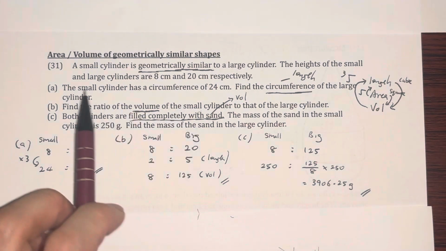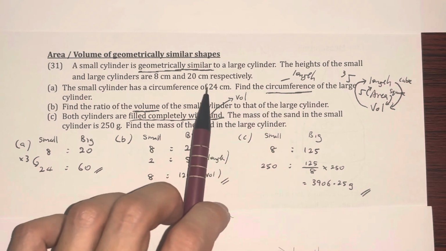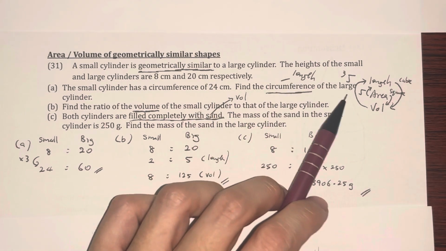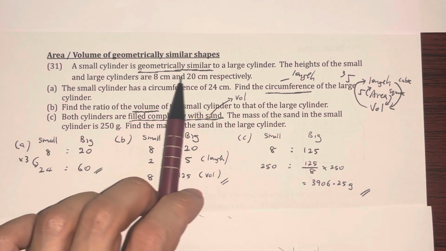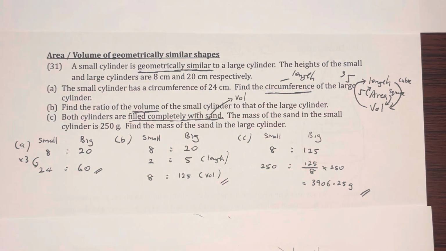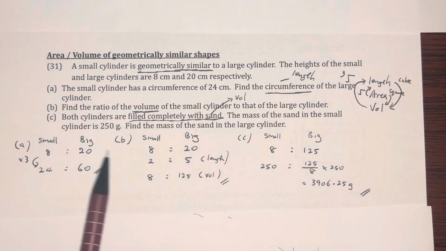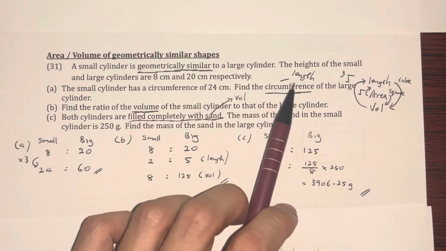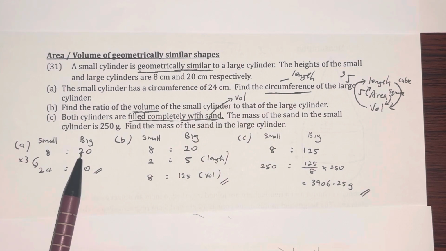Let's look at what they ask you. For the smaller one, the circumference is 24. Now circumference is a length. Then find the large one. So basically, you're given a ratio of length, and the small one is 24. This is very similar to map scales and ratio in general. We've got 8 and 20, small and big. This is length, and the question wants length too. From 8, how to change to 24? Times 3. So by common sense, also times 3. That's the answer. Finish. Simple.